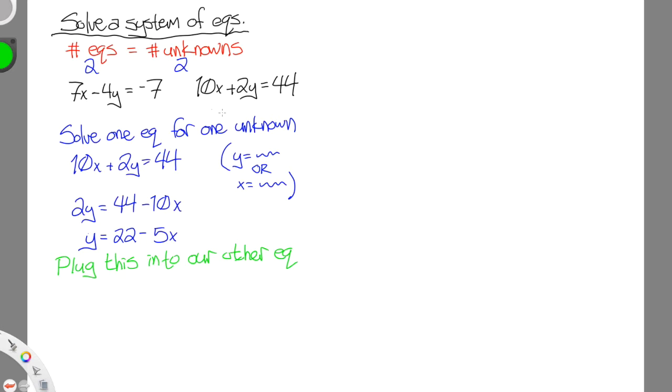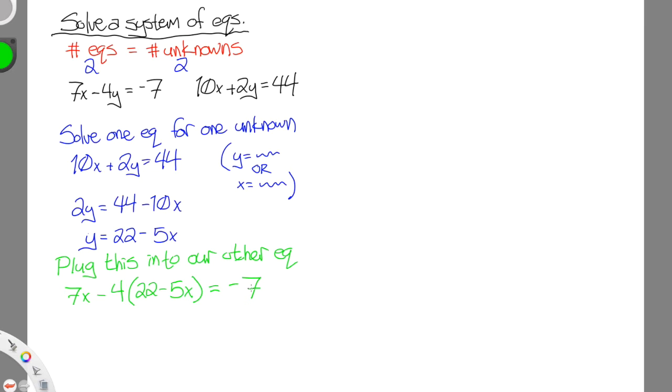So before we used this one over here, the 10x plus 2y equals 44. Since that's the one we used to solve for y, we need to plug y into the other equation, the 7x minus 4y equals negative 7. So we have 7x minus 4, and now instead of y, we know y equals 22 minus 5x. So we can just put 22 minus 5x in place of y. Note that the parentheses here are very important. And then that equals negative 7.